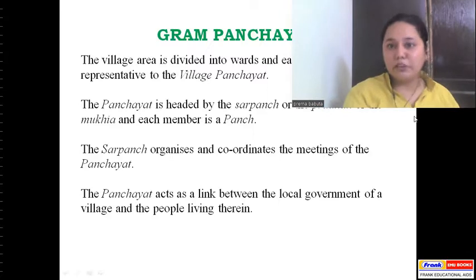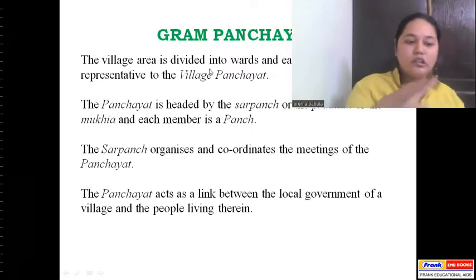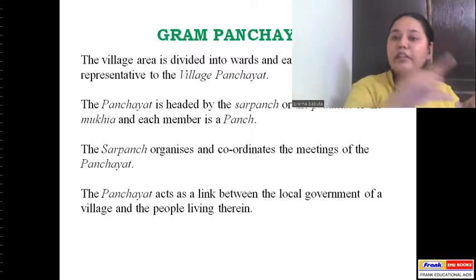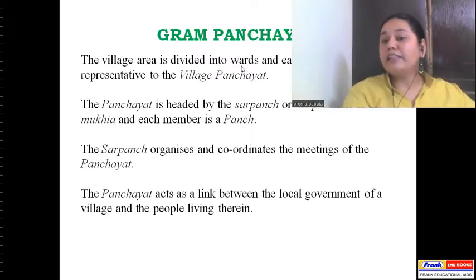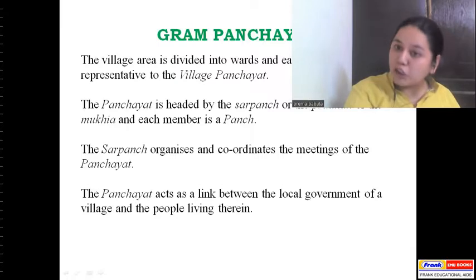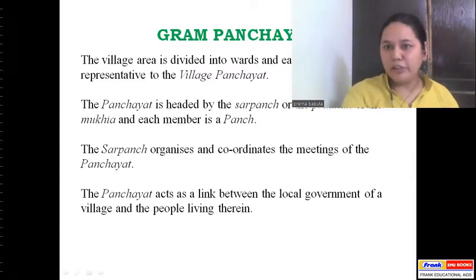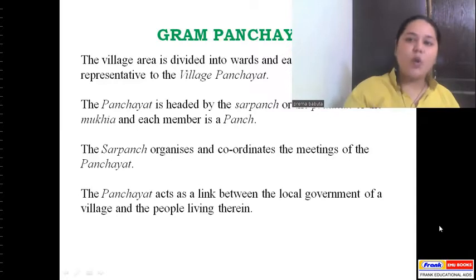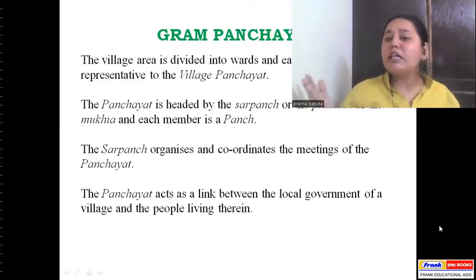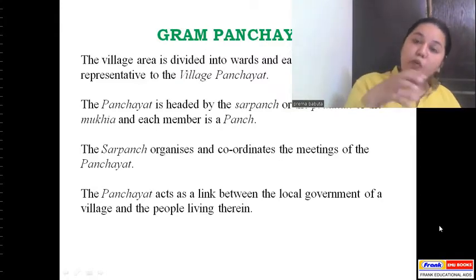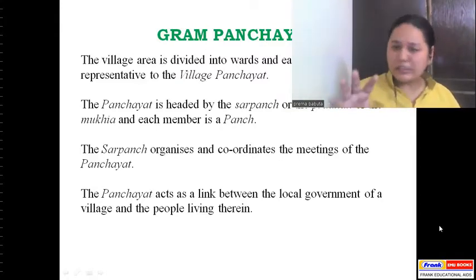Now we come to Gram Panchayat. What exactly is Gram Panchayat? The village area is divided into certain wards. So it is divided into different areas. The entire village is divided into different areas, and in civics these are called wards. And from each ward, there is a representative to the village panchayat. So let's say it's a big village. It can be divided into, let's say, 10 wards, 12, 20, 24, depending upon the size of the village. Then from each ward, so let's say there are 10 wards. Just giving you an example here.